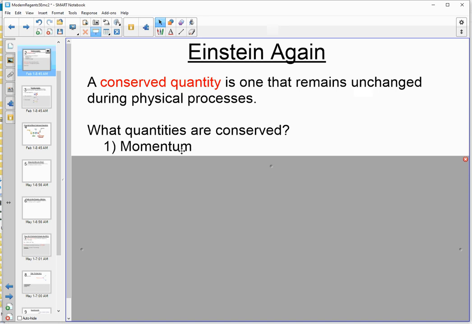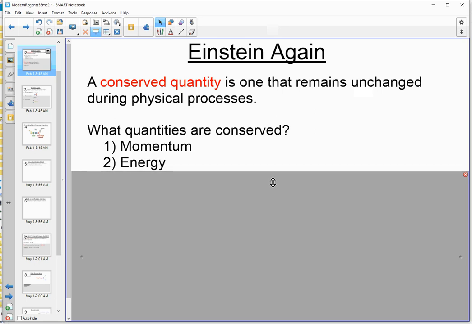That was the very first conserved quantity that we took a look at, and we said that the total momentum before the collision has to equal the total momentum after the collision, meaning P before equals P after. And we did hit and stick and hit and non-stick collisions. So this momentum quantity remains unchanged during a physical process. That physical process in this case was a crash.